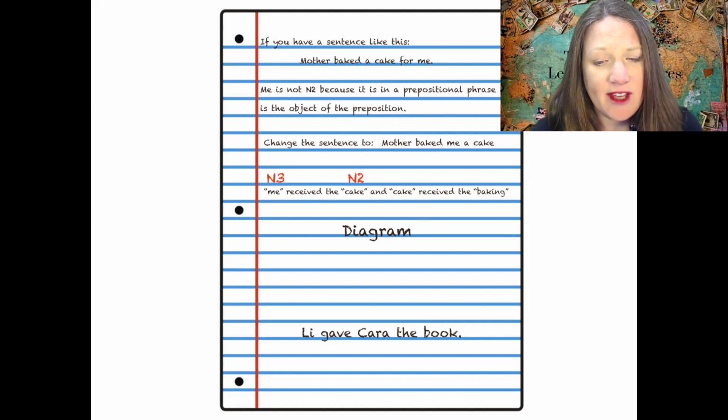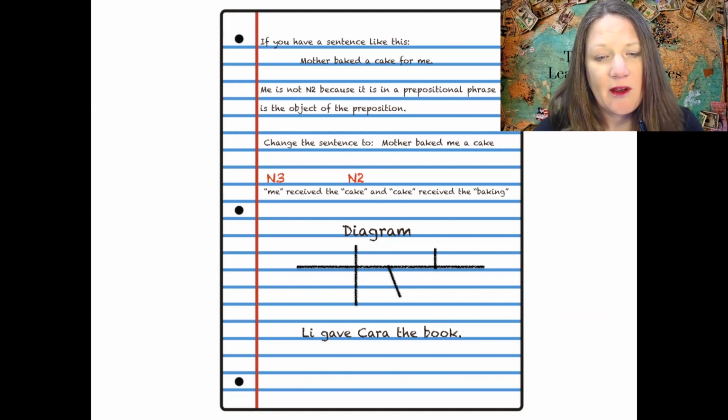We have Lee gave Kara the book. Here's the diagram. This is how you do the subject, verb, indirect object, direct object. So we have noun, verb, noun 3, noun 2, is what I was saying.